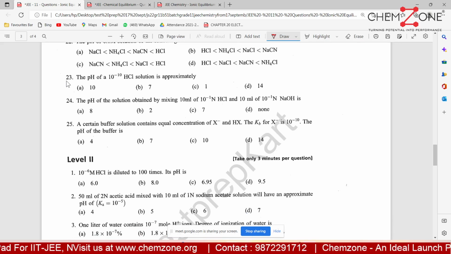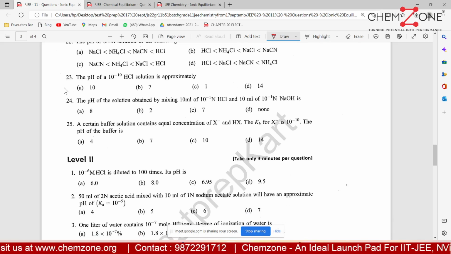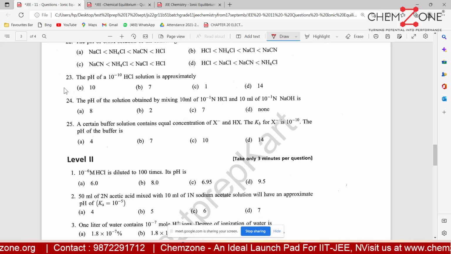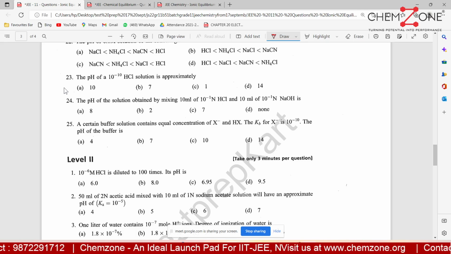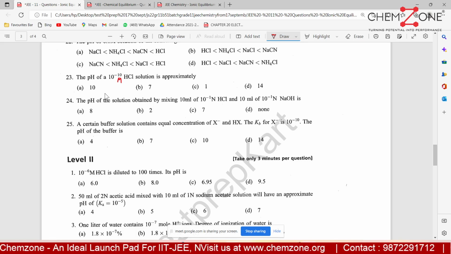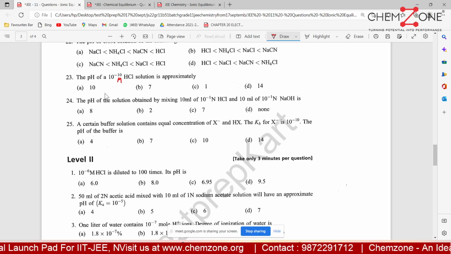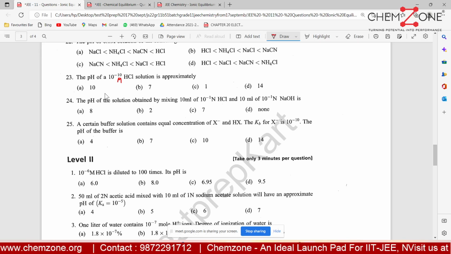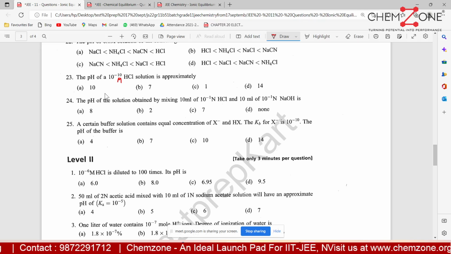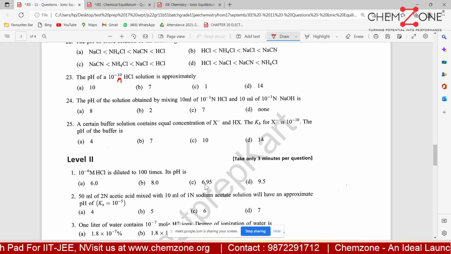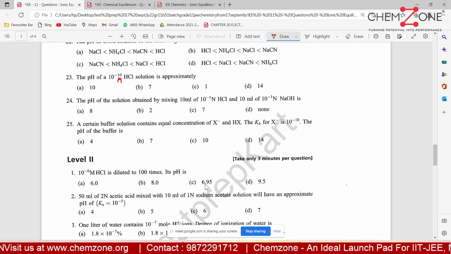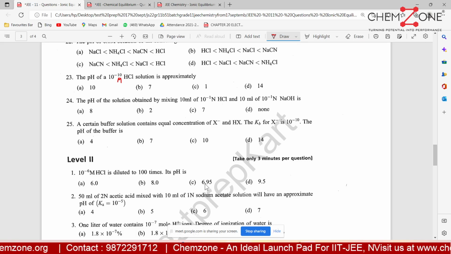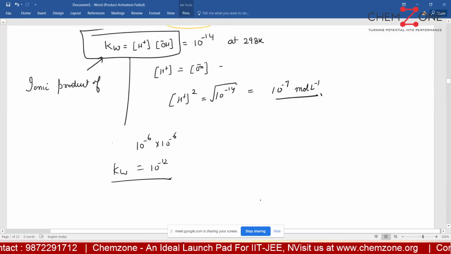Come to question 123. Can you solve this question? The pH of 10 to the power minus 8 molar HCl is approximately. I think the answer would be 10. If your answer comes out to be 10, it's not acidic anymore, that will come in the basic range, right? Is it? Let us see.